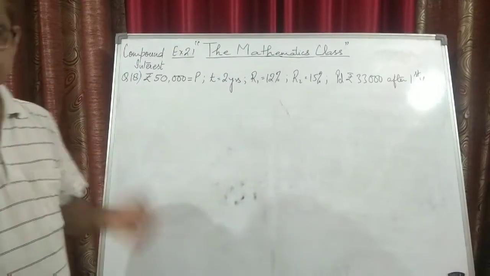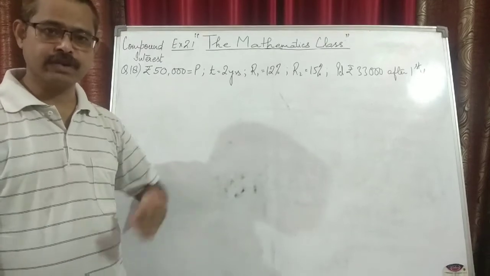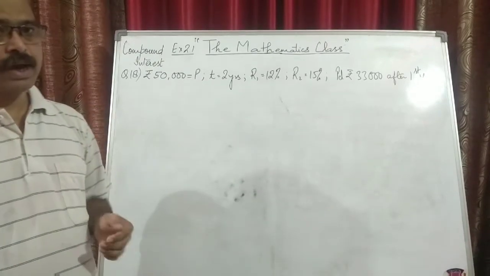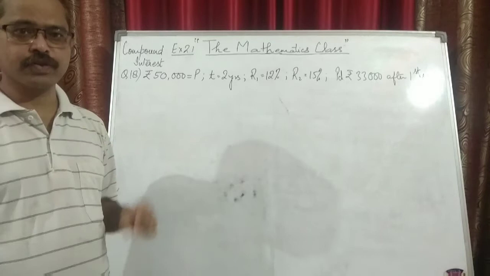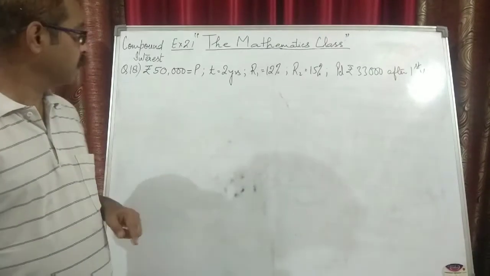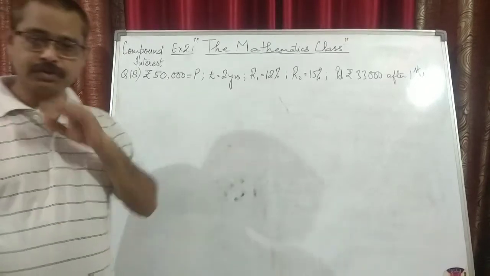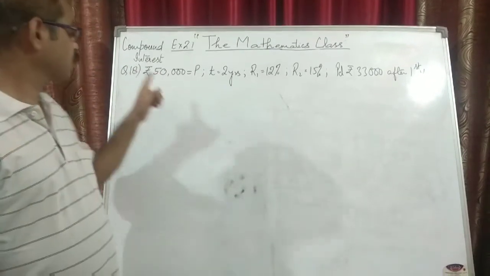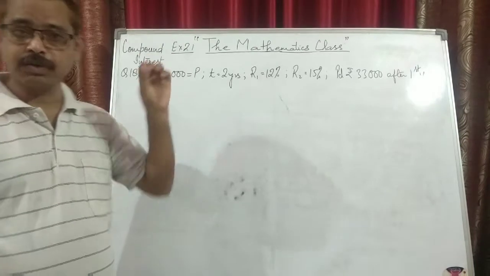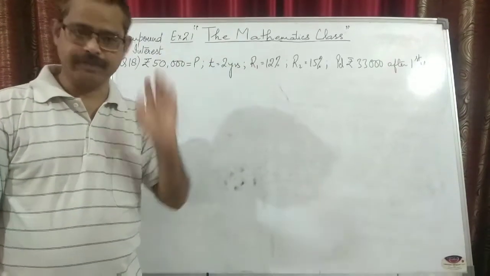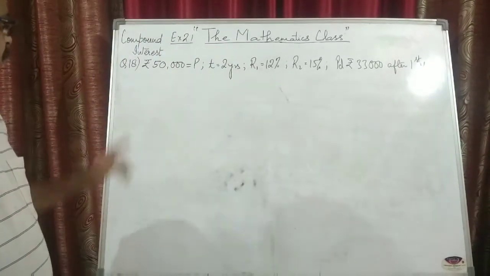This class is in continuation with the previous class of compound interest for class 9, and we were doing questions from exercise 2.1 of ML Agarwal. Now I was doing questions in the multiples of 3. So exercise 2.1 question number 18 was left. We have done till 15. Now I'll read out what is the question.